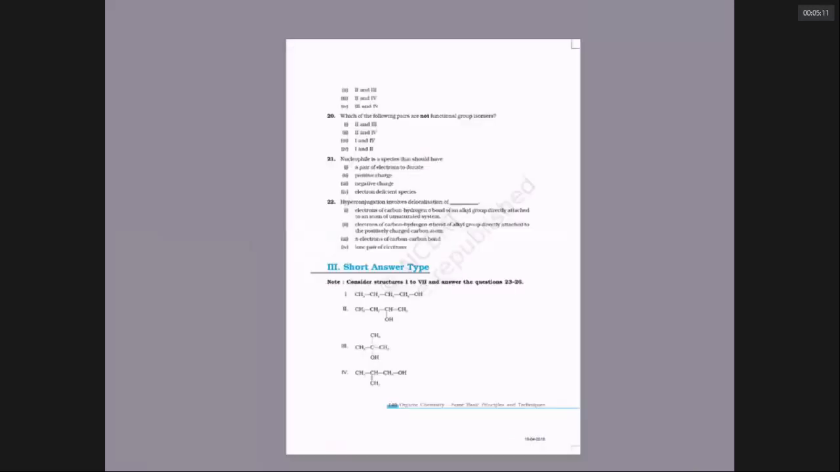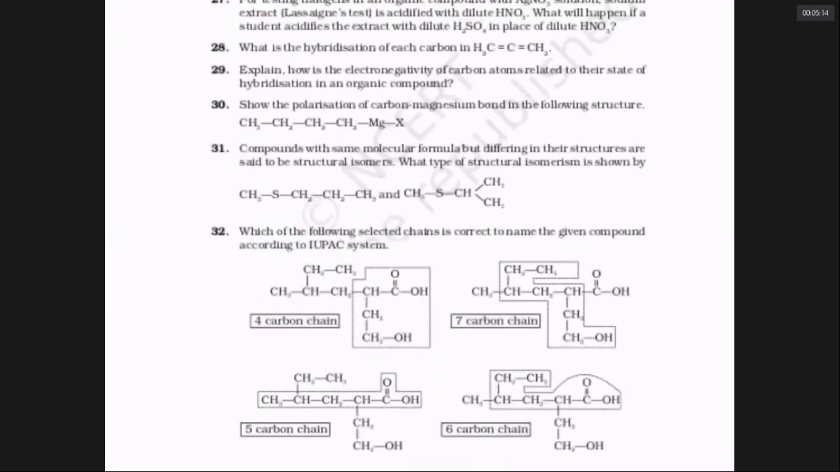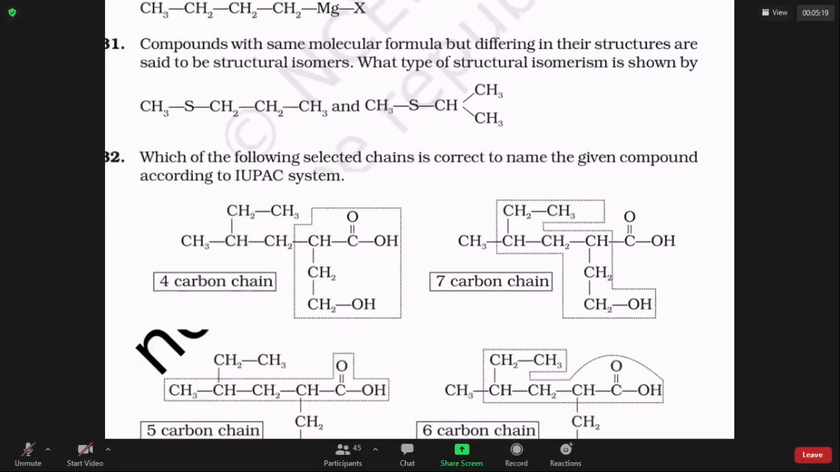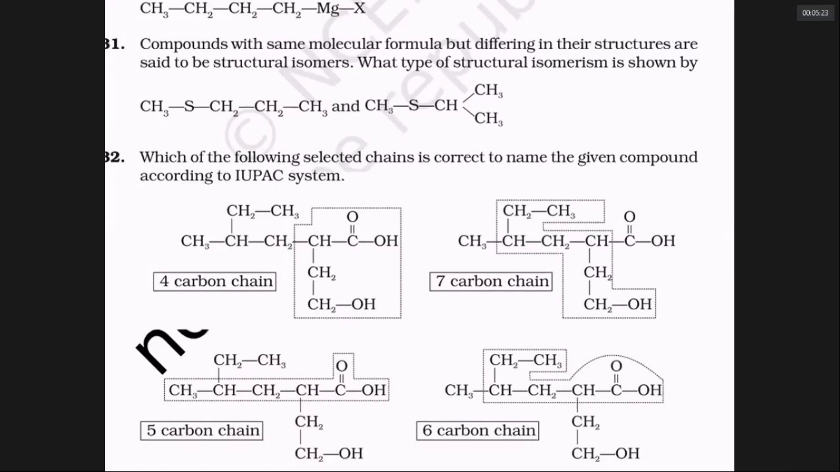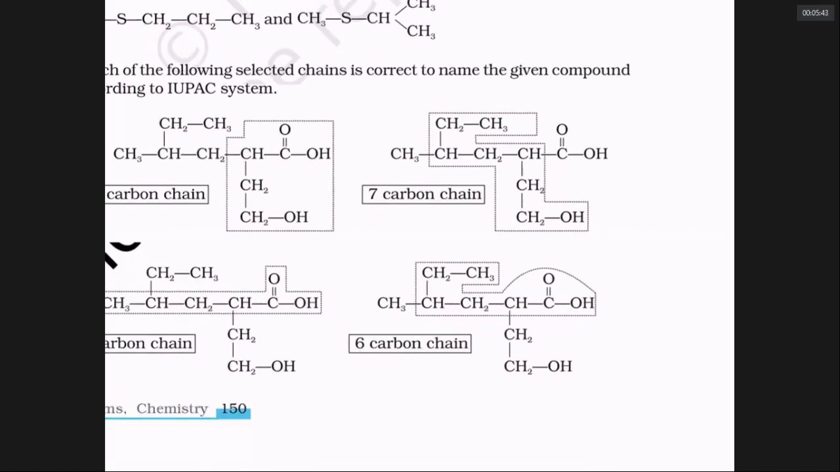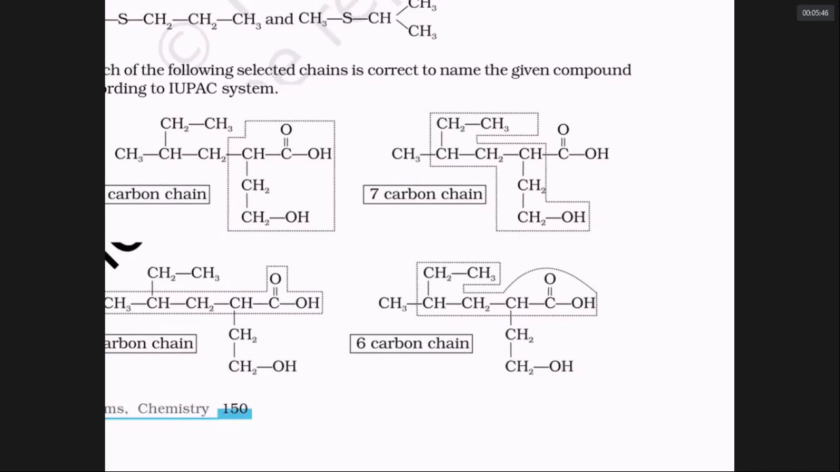Look at this question number 32. Which of the following selected chains is correct to name the given compound according to IUPAC? Take this compound. This is a carboxylic acid having just 4 carbons in the chain. This is a carboxylic acid having 7 carbons but not having COOH. It is a carboxylic acid having 5 carbons but it does not have OH in the main chain. It is a carboxylic acid having 6 carbons but not having OH in the main chain.